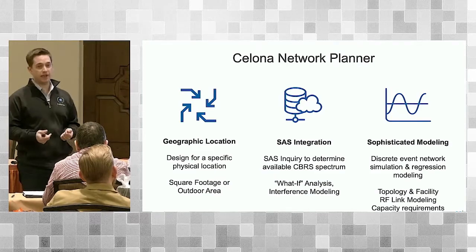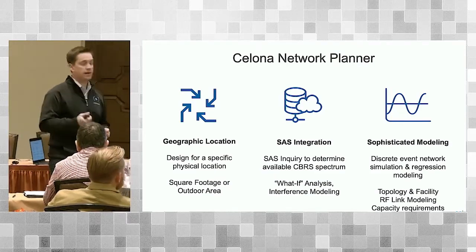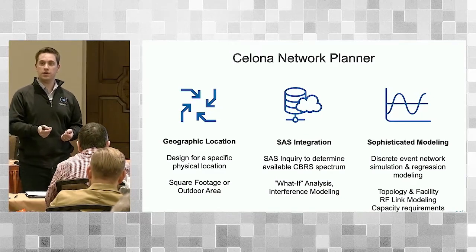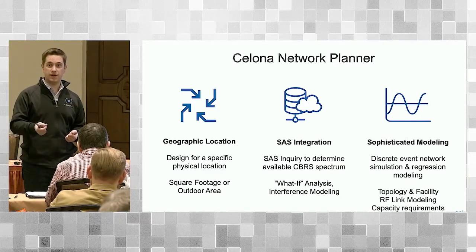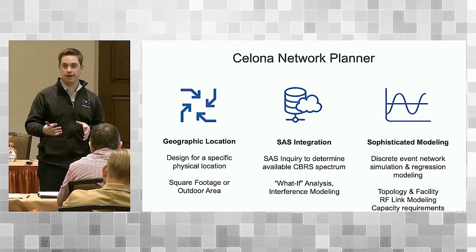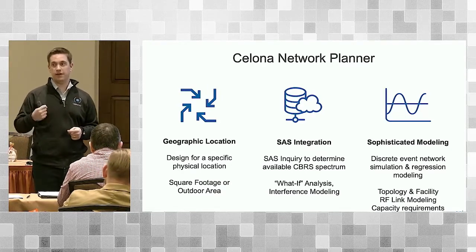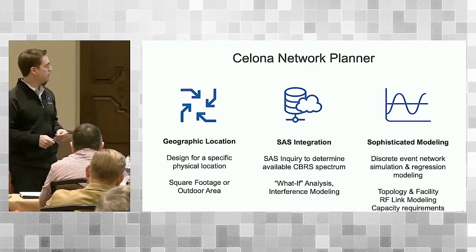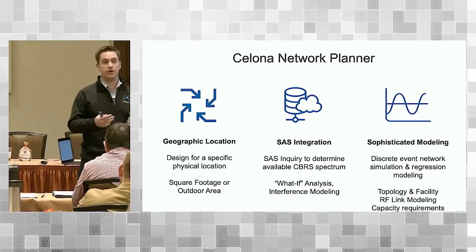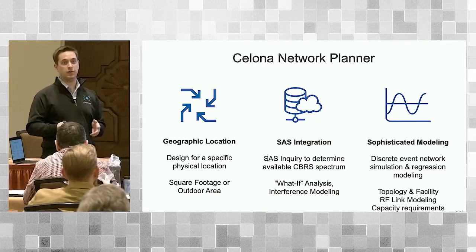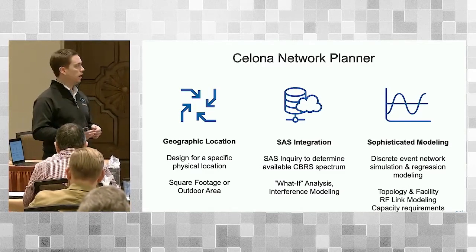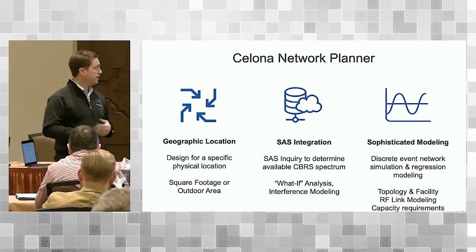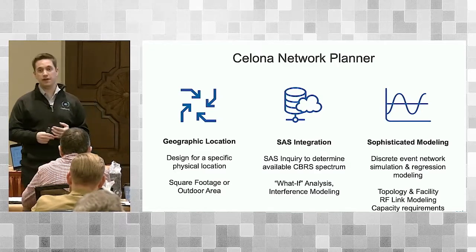You're going to put in a specific address or geolocation, and it'll do a real-time spectrum inquiry for that specific location. So you know from the SAS vendors, being Federated and Google, which are the ones we're using right now, what spectrum is available in that specific location. That's a real-time lookup that the network planner is going to do for you. You can put in square footage, or you can draw on a map the outdoor area, if it's an outdoor coverage model. How large of an area are you looking to cover? It does the SAS inquiry, and you can also do what-if analysis modeling.